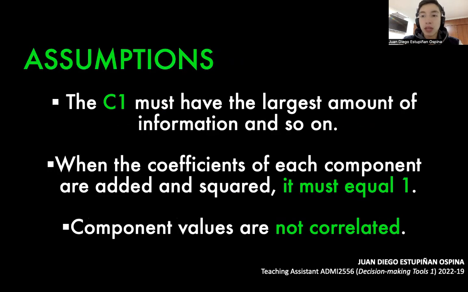Some assumptions about this method. The first one is that the first component, or component number 1, must have the largest amount of information, and so on. Also, when the coefficients of each component are squared and added, they must be equal to 1. Remember that when we talk about the coefficients from the components, we are talking about the eigenvectors. And finally, as I said before, the component values are not correlated. So I think that we can start using Stata.